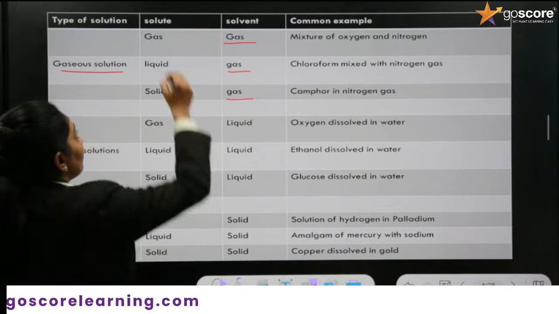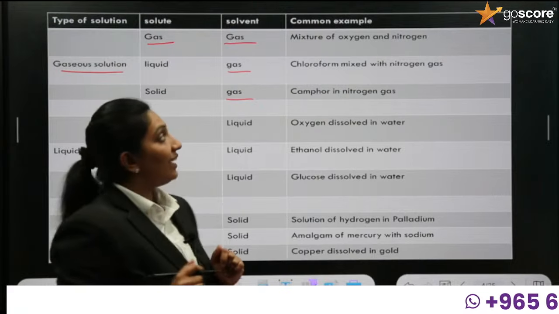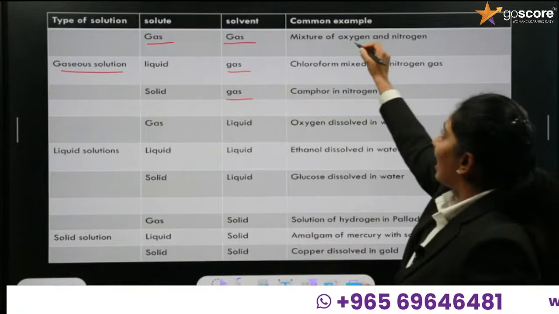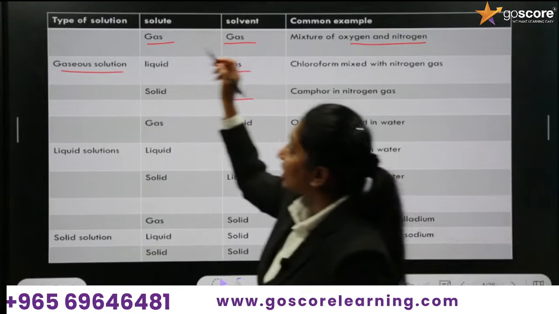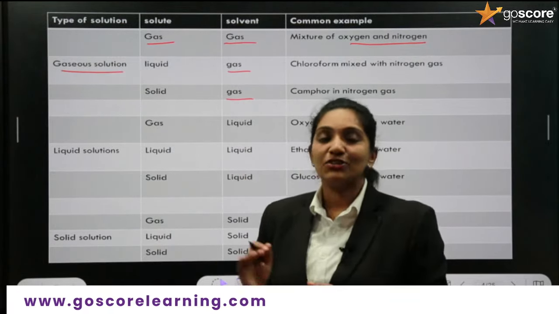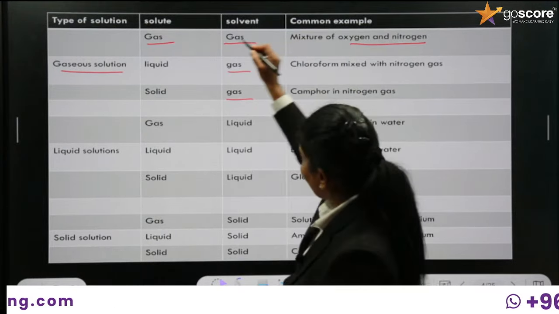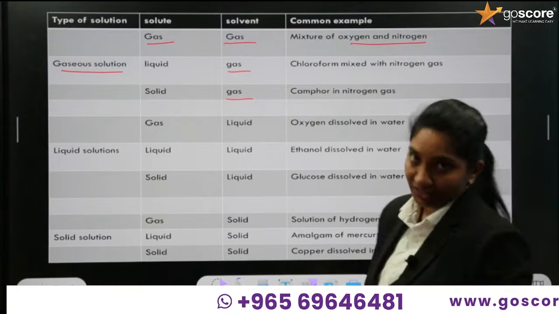See the first example, in which both the solute as well as the solvent are gas. In that case, we can give the example of a mixture of oxygen and nitrogen. That means both the solute as well as the solvent are in the gaseous state. So that is an example of a gaseous solution in which the solvent is a gas and the solute is also in the gaseous state. The example for a gaseous solution in which the solute and solvent are gases is the mixture of oxygen and nitrogen gas.